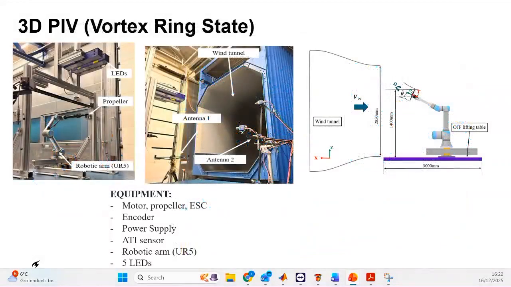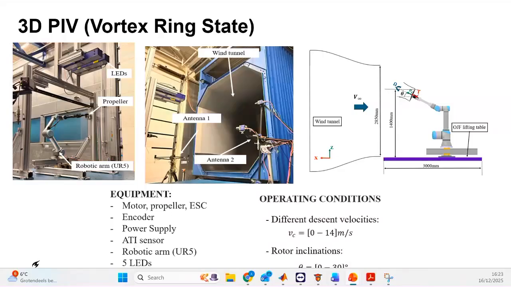To quantify this phenomenon in 3D, the vortex ring state, we recently performed some experiments in Delft, and this is the experimental setup. In this case, we use a robotic arm just to position the propeller at different inclinations relative to the tunnel. Also, we use different antennas. This system was developed by some colleagues in Delft. Each antenna has different cameras, and we also have the LED to illuminate our measurement volume.